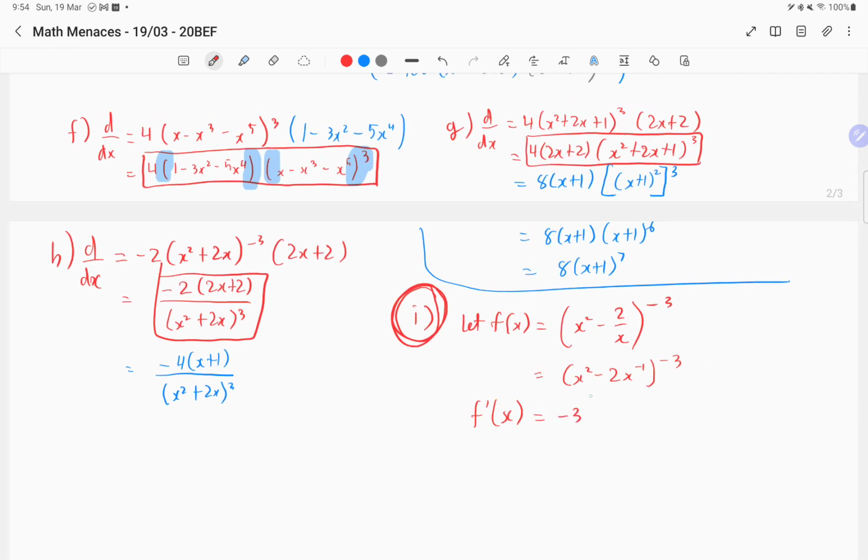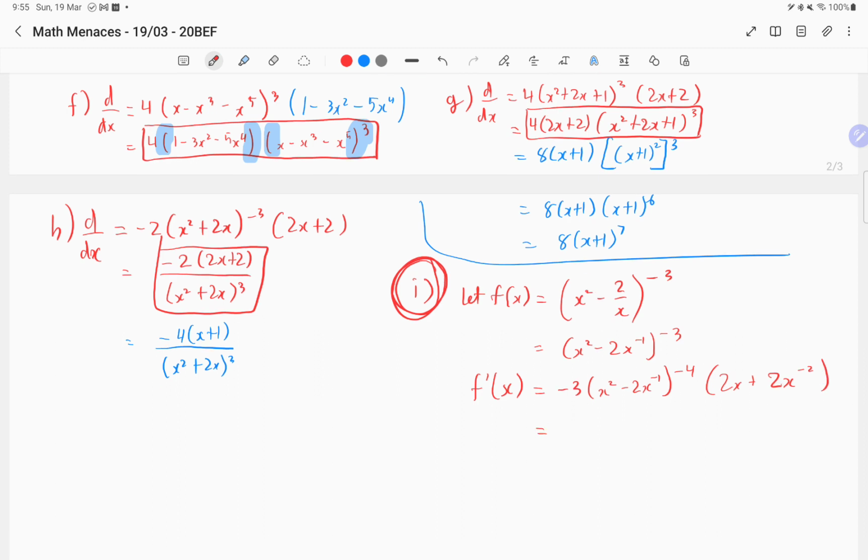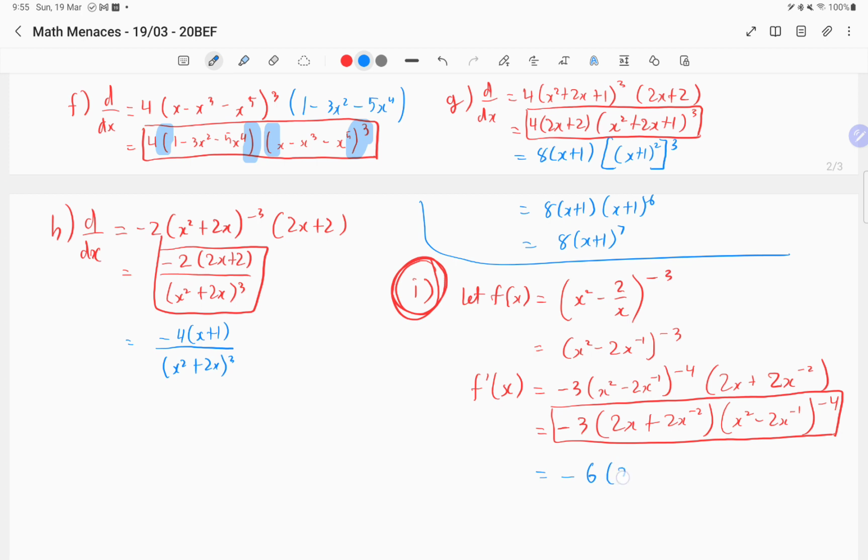So note that for question I, you most likely need to call it a function so that you can change it up before you actually derive it. Okay, so that's all of question one.